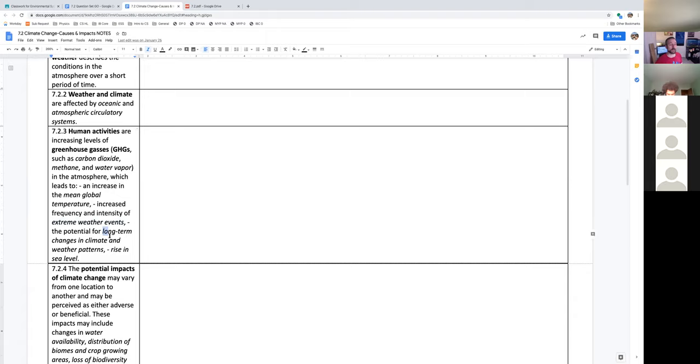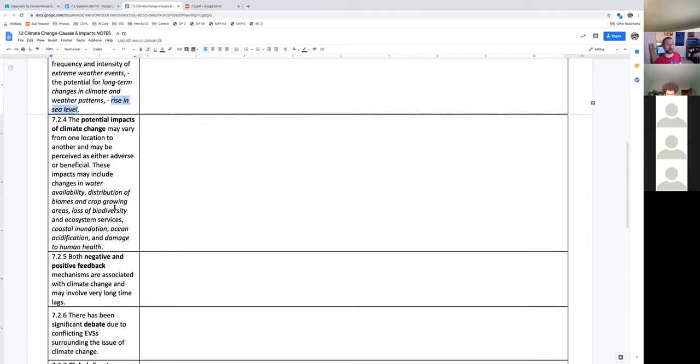We see that greenhouse gases cause long-term changes in climate and weather patterns. We were just talking about that. And also a rise in sea level for two reasons. And make sure you have those two reasons written down in your notes. As we've seen, those two reasons come up in question sets and other things like that.